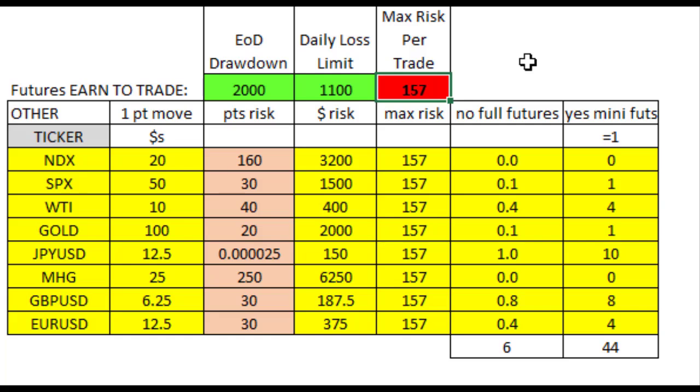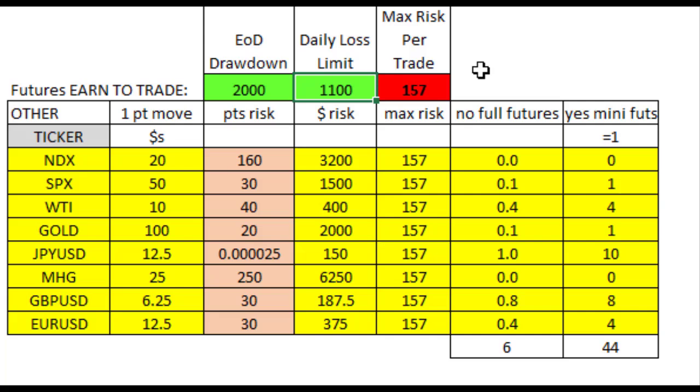Now, why have I come up with 157? Well, I've taken the 1100 here, I've basically divided that by 7. Now you can change this number according to what you like. Why 7? Because from my trading experience I know how many trades I can lose in a row, or the maximum I feel comfortable with losing. So 1100 divided by 7, that gives you the $157.